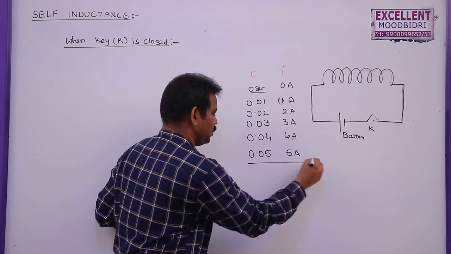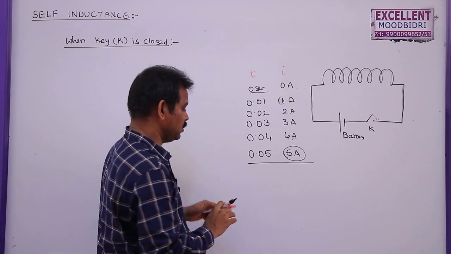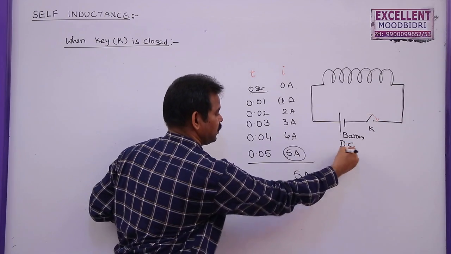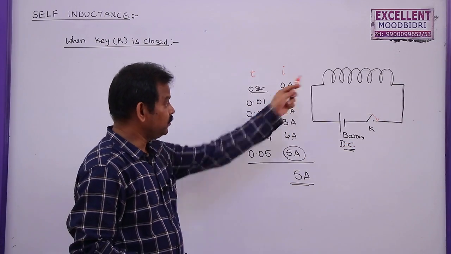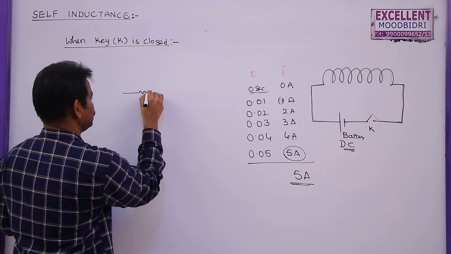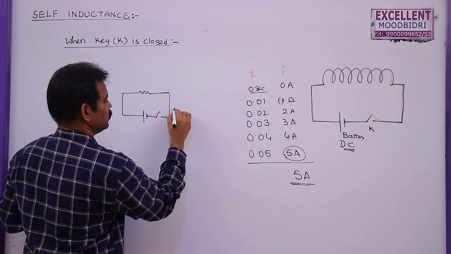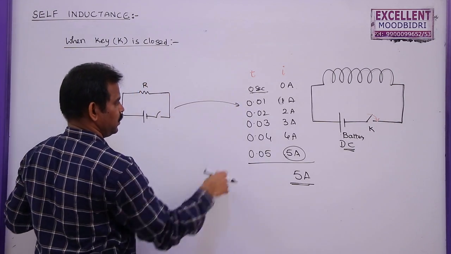But it is found that when the maximum current is passing through this one, after that a constant current flows. As it is a DC source battery, a constant current flows through this coil. But if it is a small resistor like this, these are the values for this circuit.